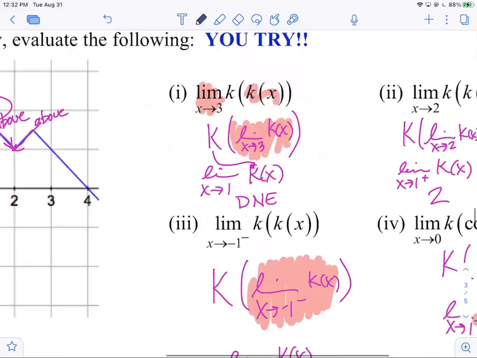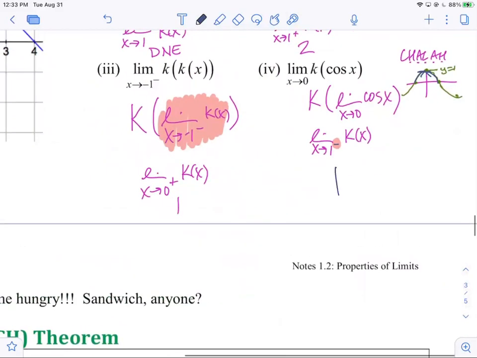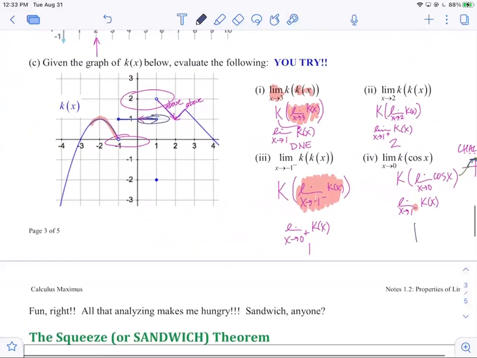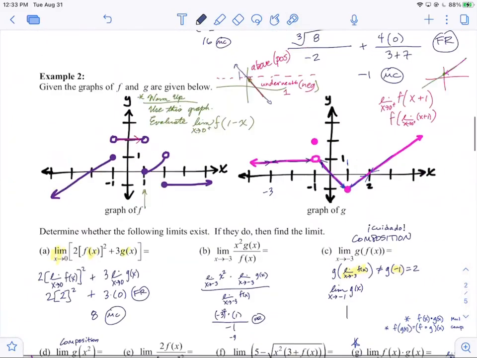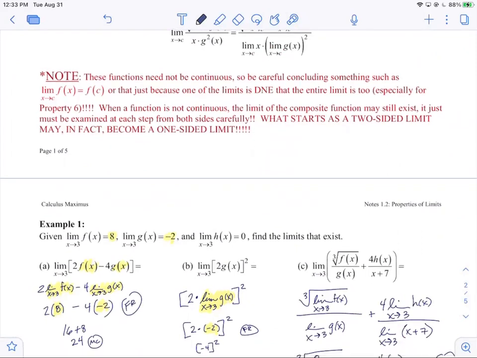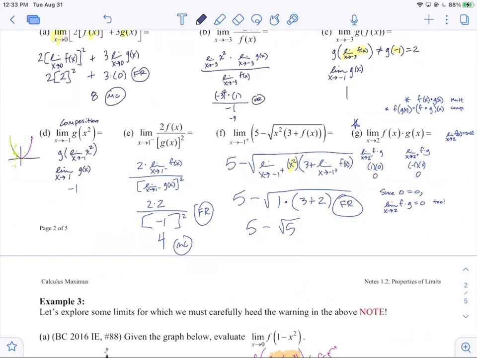Now we approach 1 from the left. And here's 1 from the left. It's approaching 1. Okay? There you go. So two-sided limits can become one-sided limits, but one-sided limits can't become two-sided limits. Okay? All right. Yeah, I said that up above. What starts as a two-sided can become a one-sided. Okay. And it can switch sides, of course.